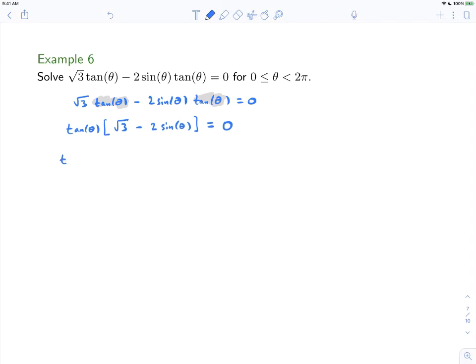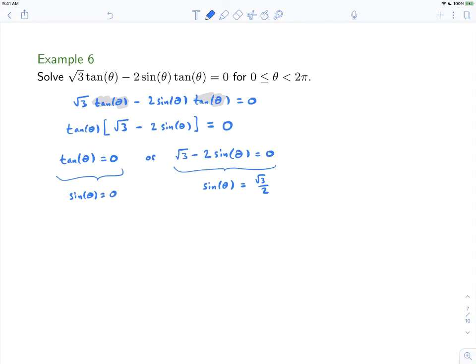So either tangent of theta is equal to 0, or the square root of 3 minus 2 times sine of theta is equal to 0. Well, this equation is the same as saying that sine of theta is equal to the square root of 3 over 2. Okay, so we want to figure out where tangent of theta is 0 or sine of theta is the square root of 3 over 2. Well, tangent of theta is equal to 0 precisely when sine of theta is equal to 0, because tangent is sine over cosine. So the only way that tangent can be 0 is if sine is 0.